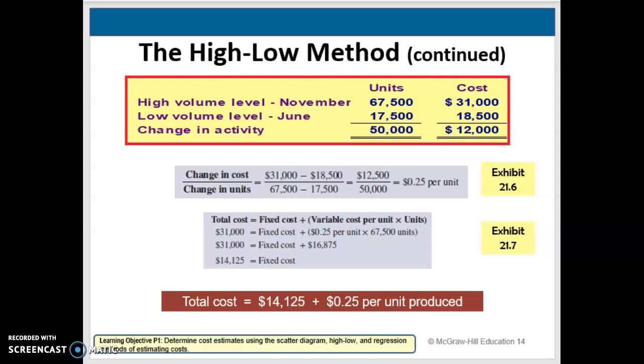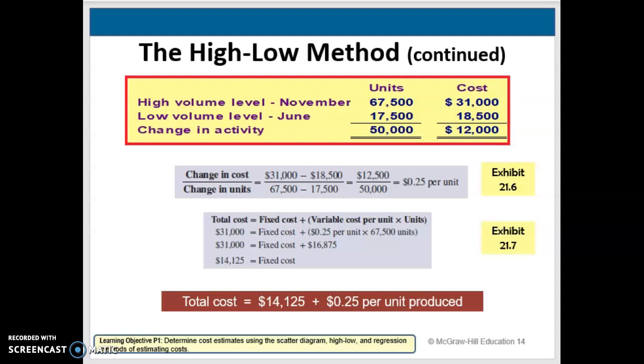So the change in cost is 31,000 minus 18,500. That gives us 12,500. Then we have the change in units, 67,500 minus 17,500. So we get 50,000. If we divide 12,500 by 50,000, we get 25 cents per unit. That is our variable cost per unit.